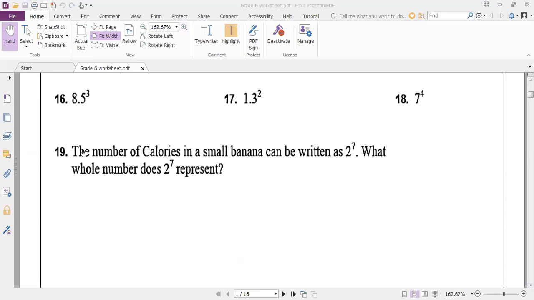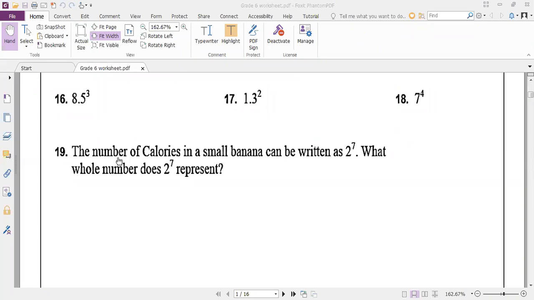Now we go to example number 19. Read the question, Muhammad. The number of calories. Do you know the meaning of the calories? Yeah, like energy. Yes, it gives you energy. After that, if you're running, if you're walking, it gives you the energy to do that. So if the number of calories is what, Muhammad? Energy. Yes. In the small banana.